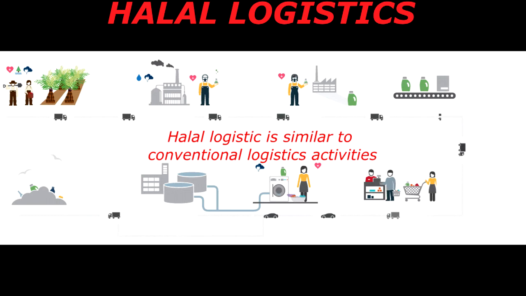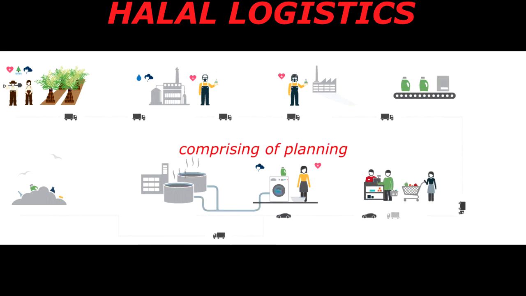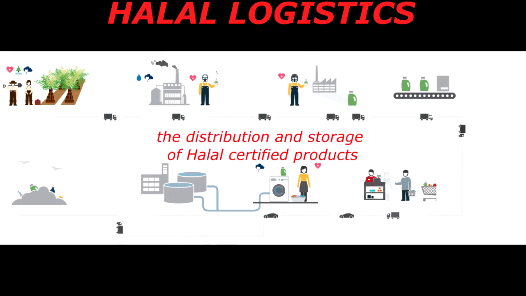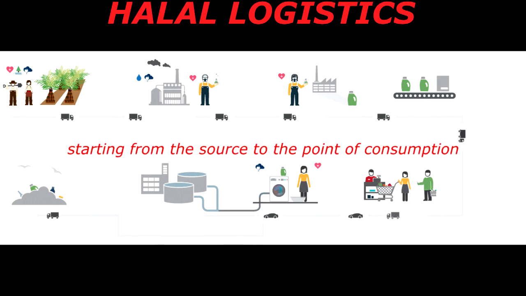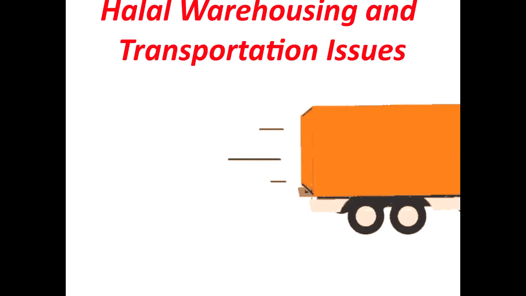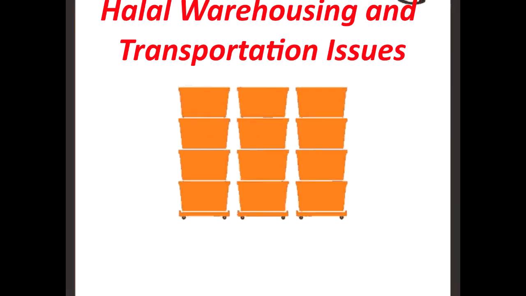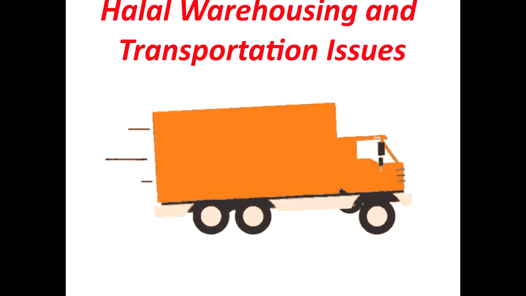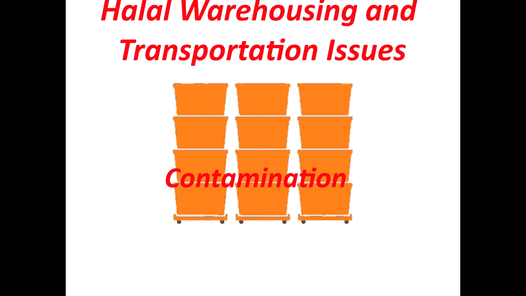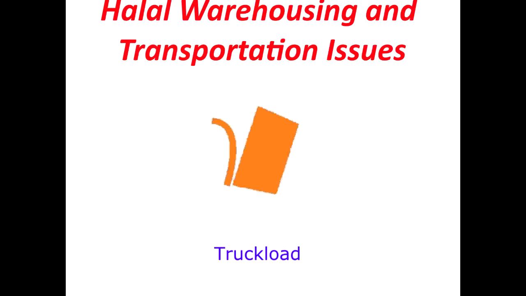Halal logistics is similar to conventional logistic activities, comprising of planning, implementing, and controlling the distribution and storage of halal certified products, starting from the source to the point of consumption. Halal warehousing and transportation issues. The main issues of halal warehousing and transportation are contamination. Contamination happens when halal and non-halal products are sharing the same tools, truckload, and warehouse.